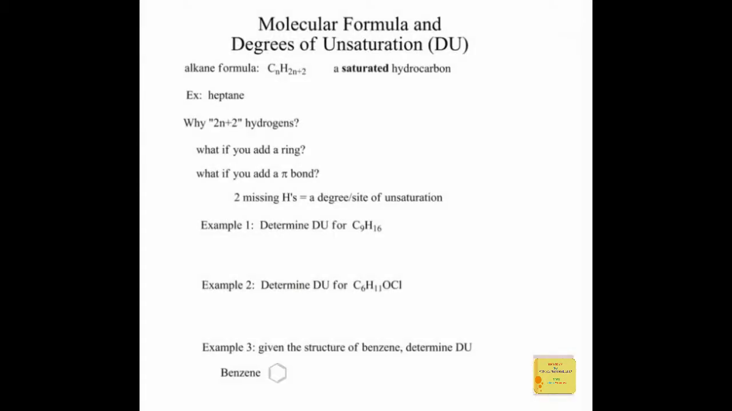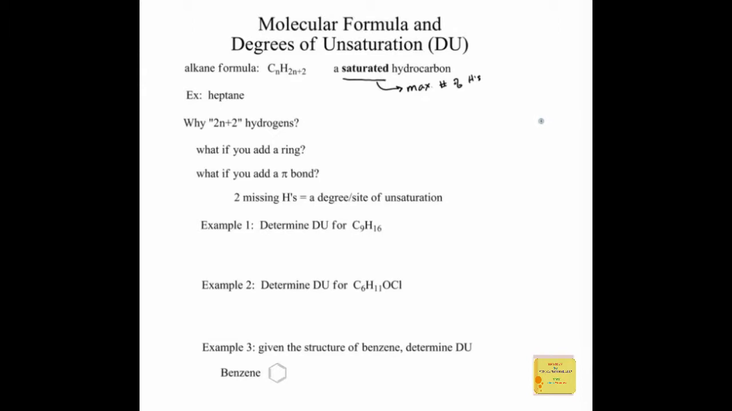Let's take a look at the molecular formula that we expect for an alkane, and something known as a degree of unsaturation. A general formula for an alkane is C to the N, H to the 2N plus 2. If we have that formula, we describe that as being a saturated hydrocarbon. That means we have the maximum number of hydrogens. It's saturated with hydrogen atoms.